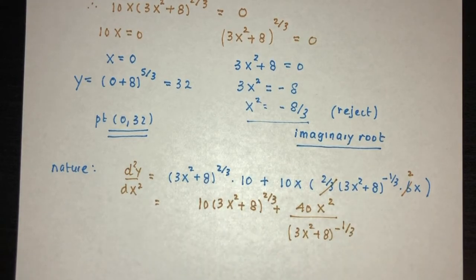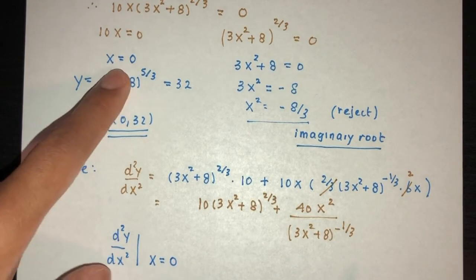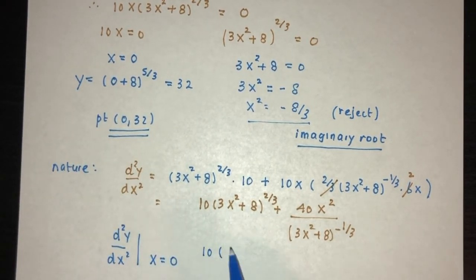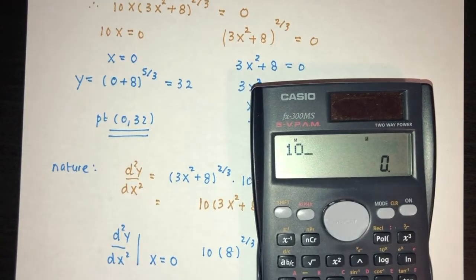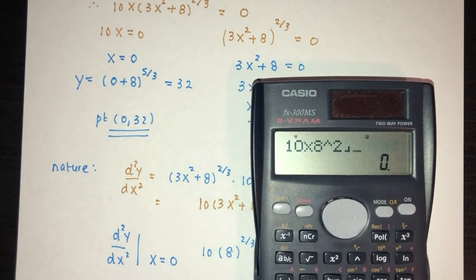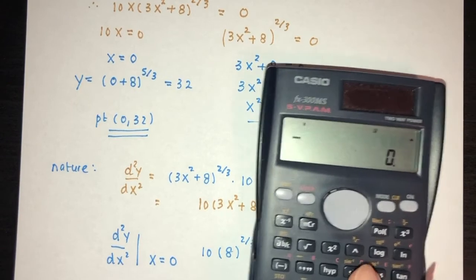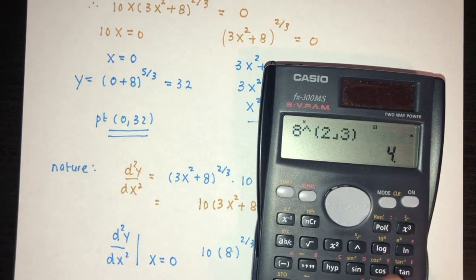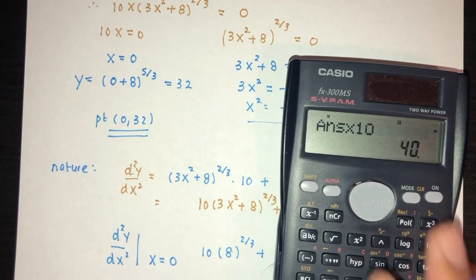So we just have to find the value of d2y by dx2 when x is equal to 0 at your stationary point, right? So replace x in here, you will have 10 times 8 to the power 2 over 3 plus 0. So that will be 10 times 8 to the power 2 over 3. That should be, let me try again. So 8 to the power 2 over 3 is 4, times 10, that will be 40.